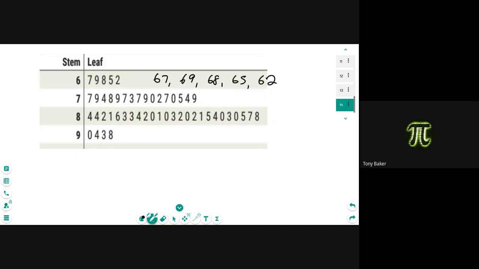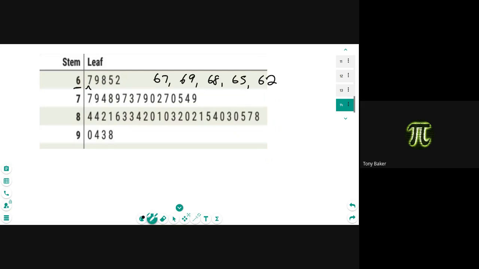That's what a stem and leaf is. That's the stem. That's the leaf. You put them together to get the actual numbers. That's actually all a stem and leaf plot is. The nice thing about a stem and leaf plot is it is the only graph that actually keeps the values there.